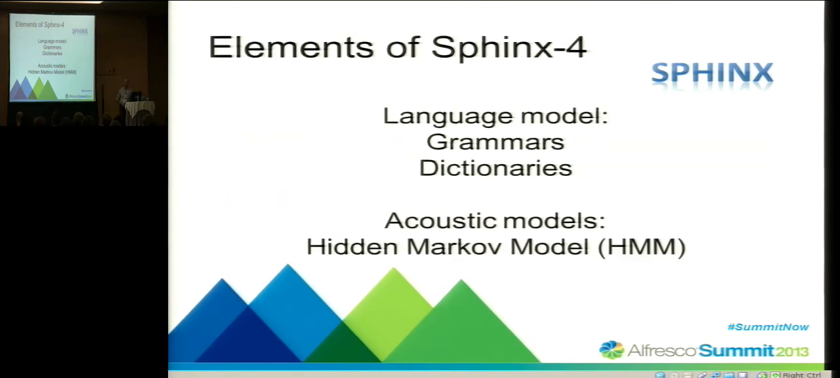The elements of Sphinx 4 are two: language models and acoustic models. Language models include grammars and dictionaries in files, and acoustic models are wave modulation algorithms for human speech recognition, and this software uses a hidden Markov model for algorithms.